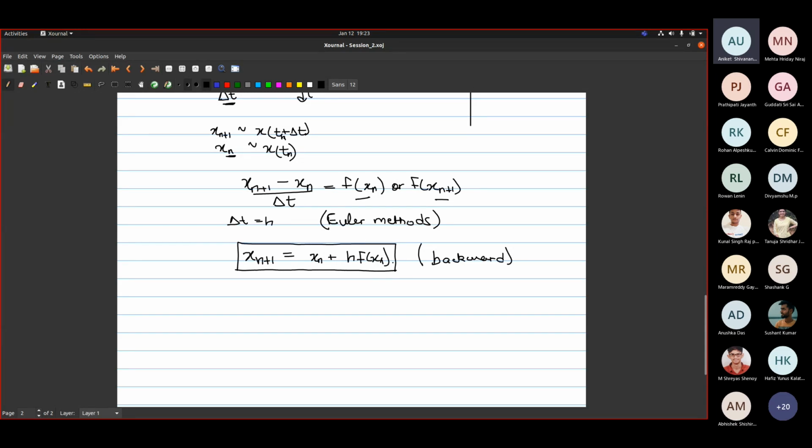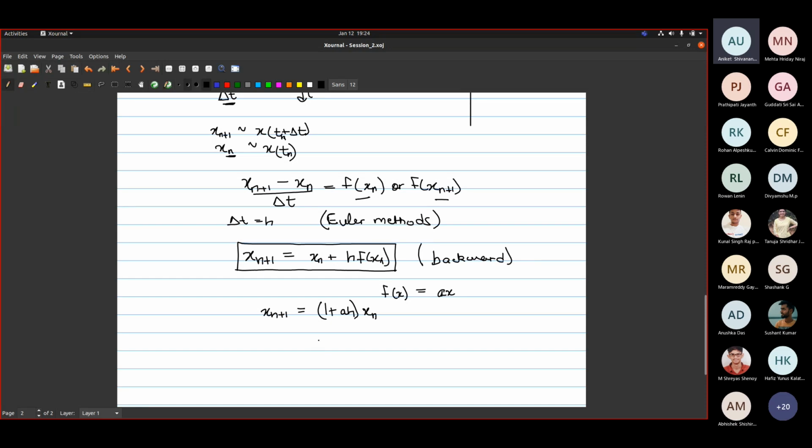Now let's do one thing. Let's take it as linear. What does linear mean? What is a linear function? A times x. This is a linear function. If this is a linear function, then this thing simplifies even further. This becomes a times xn, and so this whole thing becomes 1 plus ah times xn.